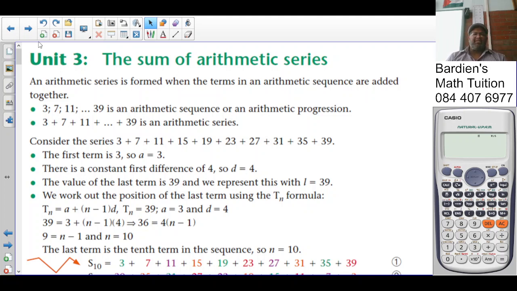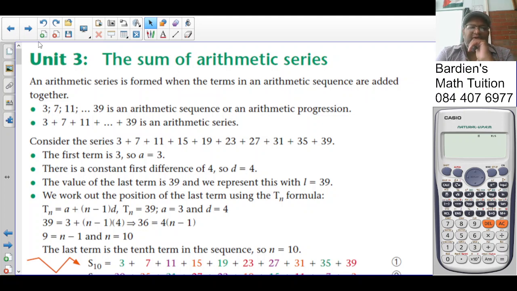A sequence has semicolons. Okay. So here we are told in the first bullet, the 3, 7, 11 all the way to 39 is an arithmetic sequence or an arithmetic progression. Whilst 3 plus 7 plus 11 plus those dots, which mean it's carrying on, plus 39 is an arithmetic series. Hence the topic, sequences and series.